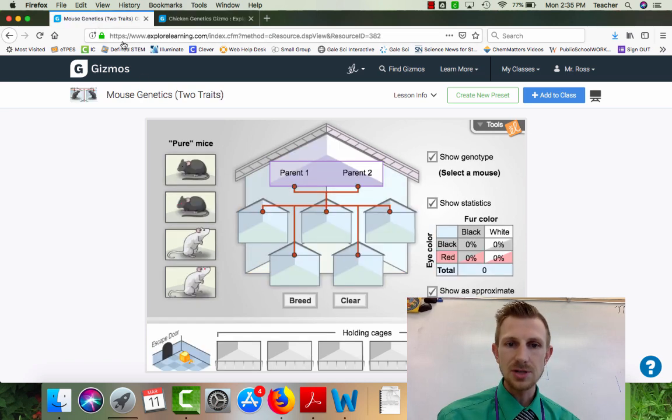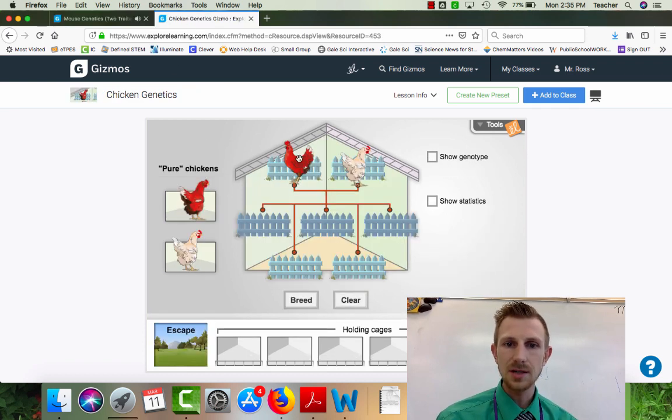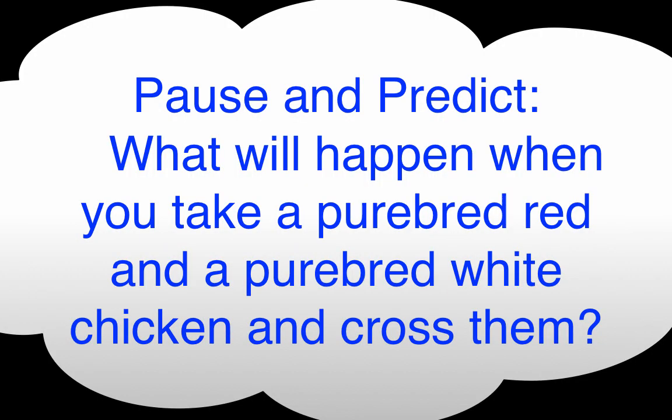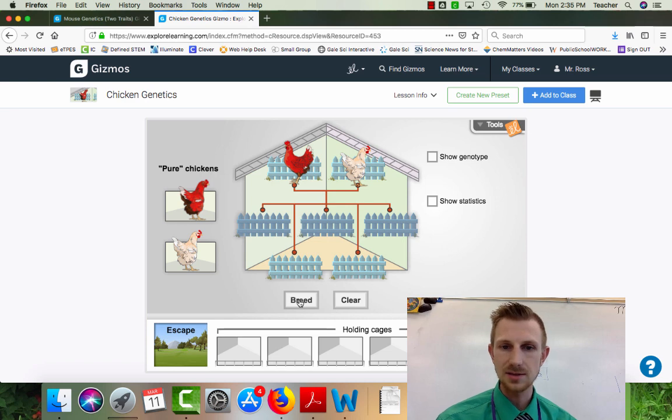If you go back to the mouse genetics, we know that a black mouse and a white mouse is going to make all black mice. What do you think will happen if you take a pure red chicken and a pure white chicken? Try it. All right, let's take a look.